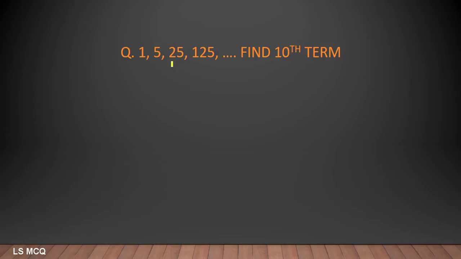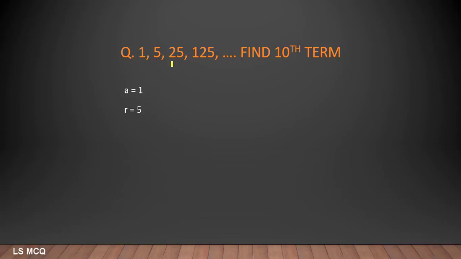The question is 1, 5, 25, 125, and we have to find the 10th term. Here a is 1, and by looking at this sequence you reach the conclusion that this must be a GP, because the numbers are increasing very rapidly. It's 1, 5, 25, and it's already 125. We conclude that it might be GP, but we have to test it.